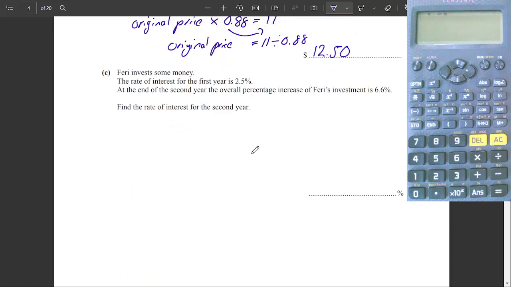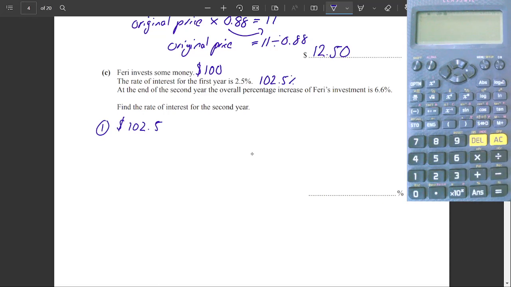Question 2c can be a little bit confusing, but we are going to do this. Ferry invests some money. Let's make up an amount. Let's say Ferry invests a nice sweet $100. So if the rate of interest for the first year is 2.5%, it gets increased by 2.5%, which is a total of 102.5%. Because we used 100, after the first year, Ferry has $102.5.